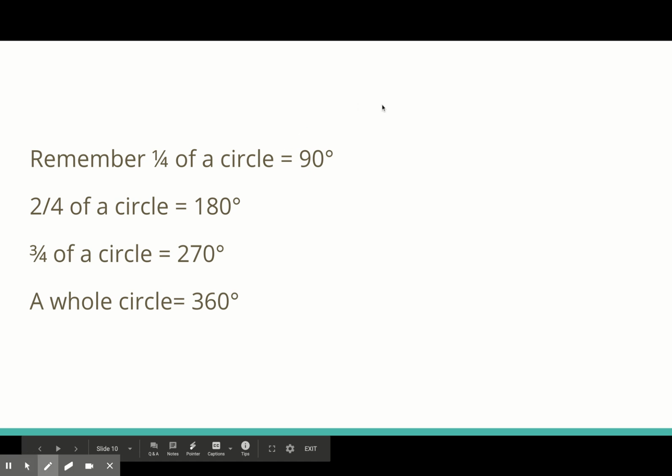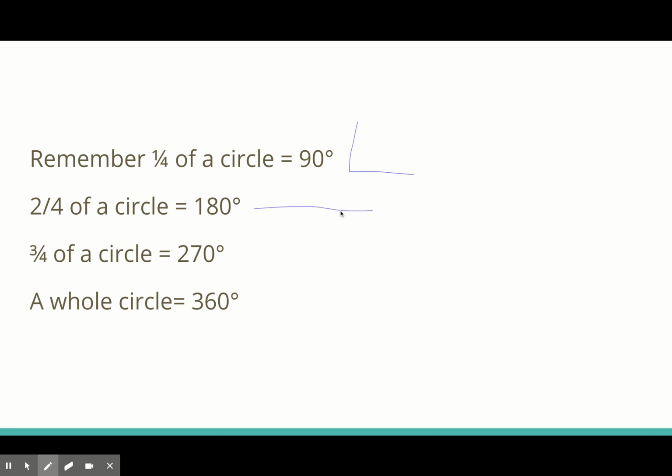First, I'm going to show you what that means to get your brains ready. 1/4, 2/4, 3/4, and a whole circle. So that's what that looks like. Now, to find an in-between angle, we would think, okay, look, this is a 0-degree angle. This is a 90-degree angle.